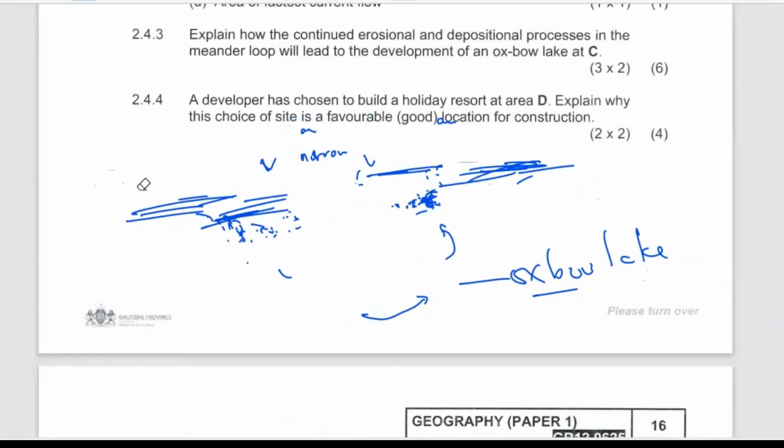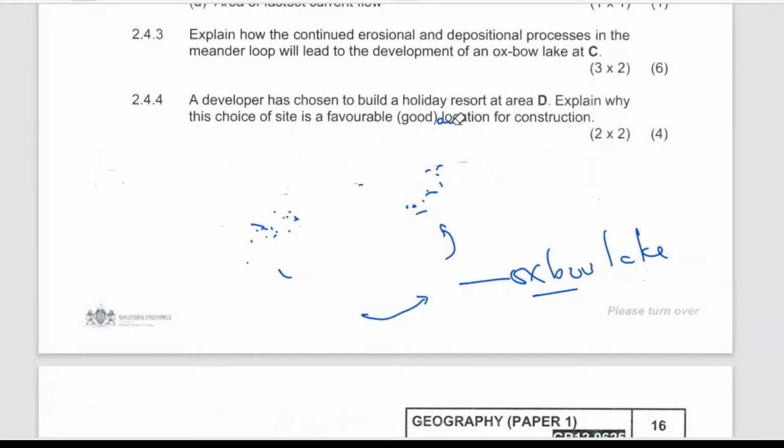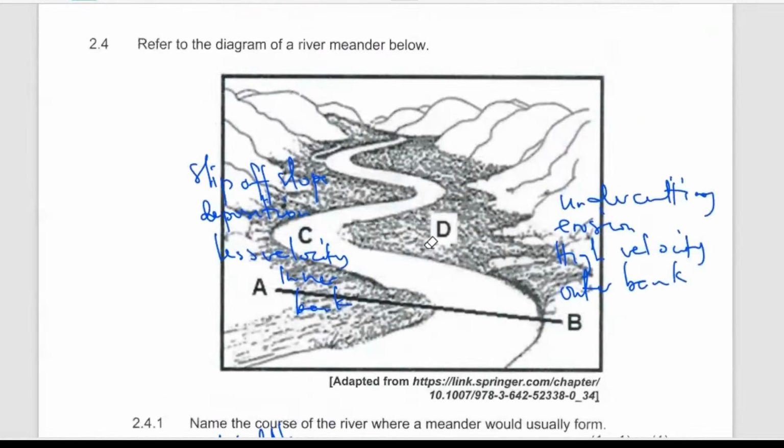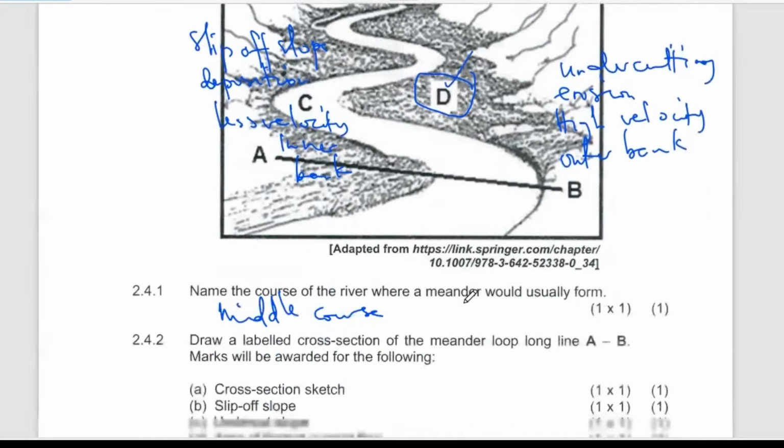Right. Let's move on to the last question, number 2.44. The developer has chosen to develop a holiday resort at Area D. Explain why this choice of site is favorable or is a good location for construction. Right, let's go and check on our illustration. Area D is here. This is on the inner bend of the meander. There's a bend along the river channel, and Area D is on the inner bend. We are saying this is an area favorable for the development of a resort. Why are we saying that area is justified for the development of a resort?